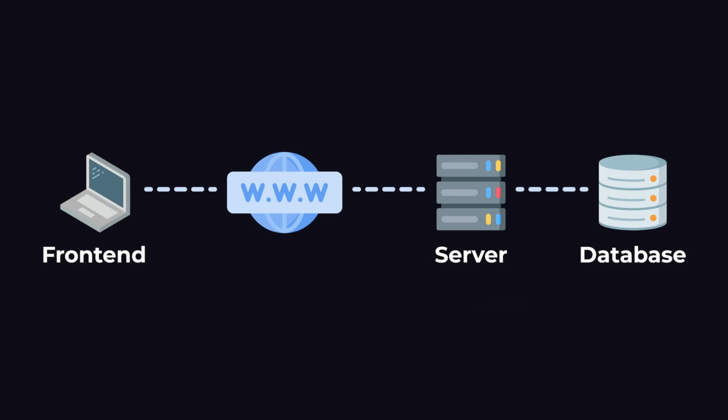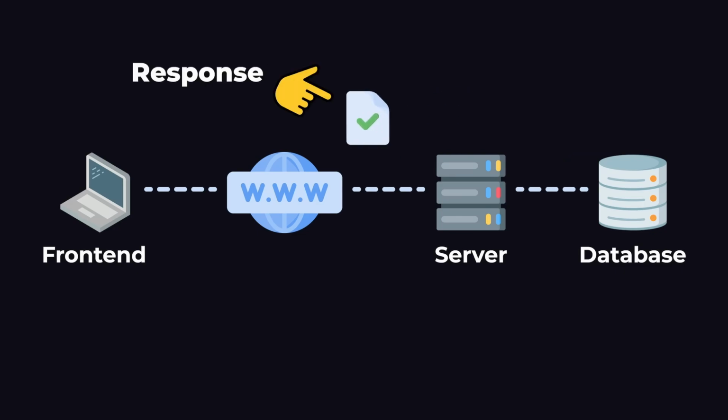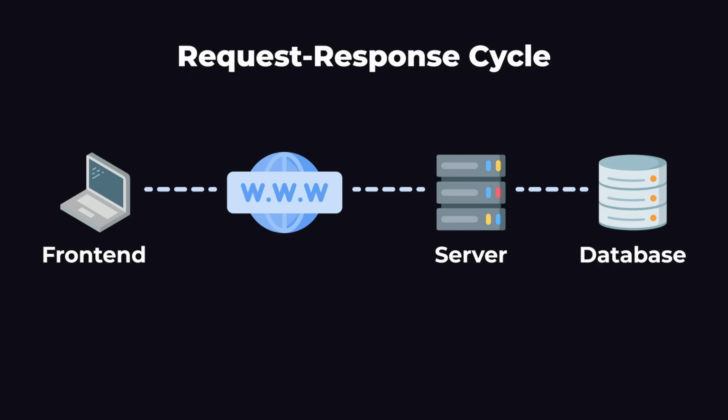For example, here's how our Amazon scenario could work. When the customer places an order, the front end sends a message containing the order to the backend. The backend then saves the order to a database and sends back a message to the front end confirming that the order was created. The message that the front end sends to the backend is known as a request, and the message that the backend sends back is known as a response. This is called a request-response cycle, and this is generally how web applications work.